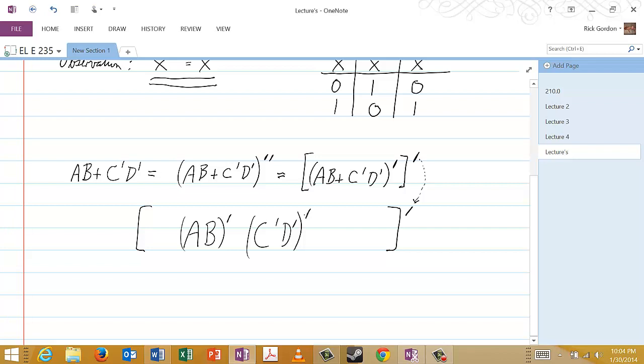This is how everything inside the brackets will simplify. And once again, notice that we have here the complement of a sum is equal to the product. You can see that this is a product. If you wish, you can put the dot in there to emphasize that fact. This is a product of the complements of the individual terms. So here's the complement of the first term, AB, and this is the complement of the second term, C prime D prime.